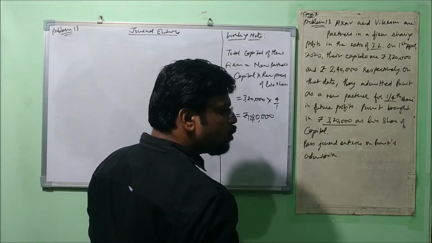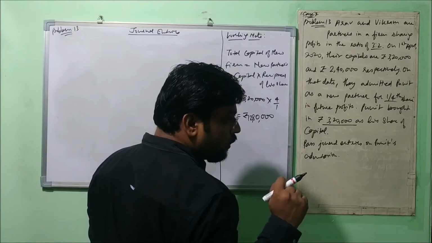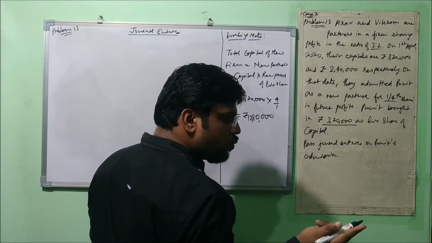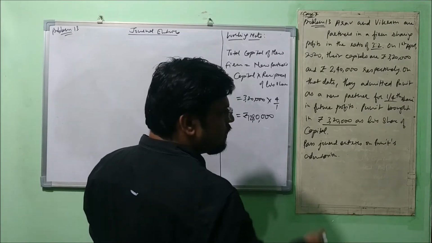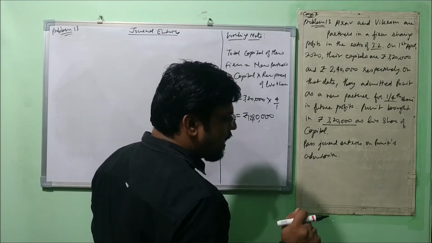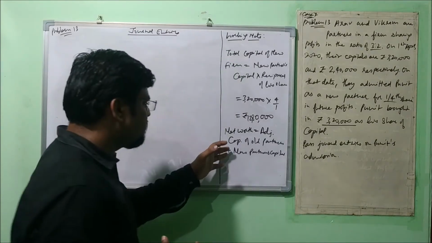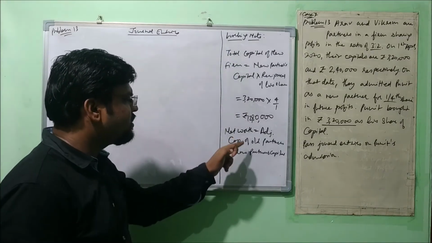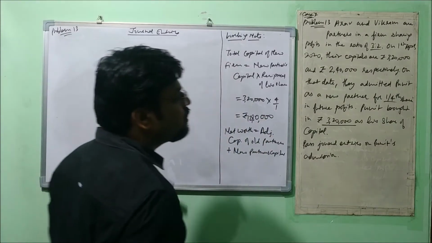Now we'll go to step number 2. What was step number 2? To calculate the net worth excluding goodwill. And for that, two formulas were applied. One, sundry assets minus outside liabilities. No such situation is given here. So the second formula will be applied here. What was the second formula? Adjusted capital of old partners plus new partner's capital, because no other value is given here.